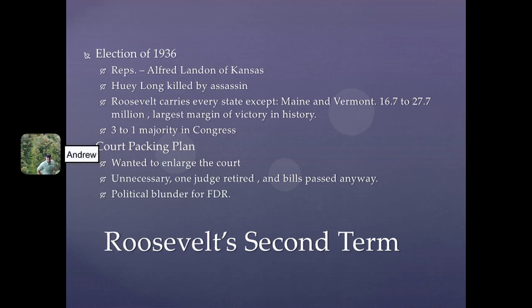Now, trying to increase the court was kind of a stupid thing anyway, because one of the judges is going to retire and he's going to get to replace him with somebody that's pro-him, and all the stuff that he wanted to pass got passed anyway. So he really made problems for himself by trying to expand the court and looking like he was trying to create more power and be dictatorial, like the word. So that's really going to be his biggest political blunder during this time.